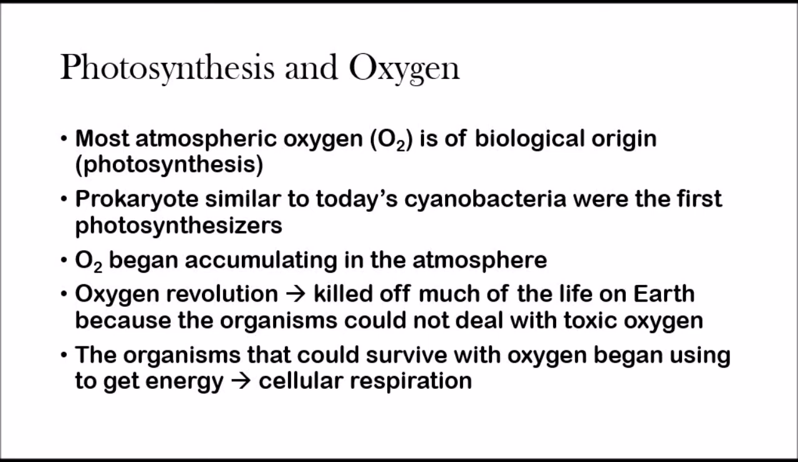Okay, and they took light as well as carbon dioxide and water, and they formed usable compounds that they could use for energy, as well as oxygen. The oxygen was kind of a byproduct of this reaction. And because these prokaryotes started forming oxygen, it started to accumulate in the atmosphere, and this is called the oxygen revolution. The thing with the oxygen revolution was that some organisms could not support oxygen, so it killed off much of the life on Earth because organisms could not deal with the toxic oxygen at the time.